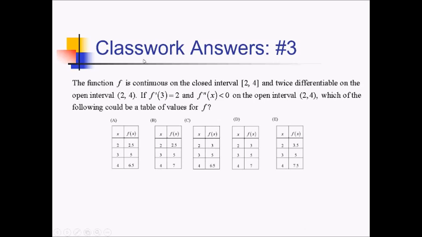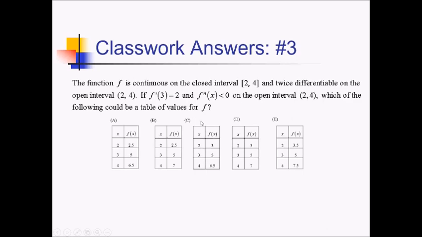On this problem, we have some function f that is continuous on the closed interval 2 to 4 and twice differentiable on the open interval from 2 to 4. They're telling us that f prime of 3 is exactly 2, and f double prime of x is less than 0 on the open interval 2 to 4. Based on that, we want to know which could be a table of values for f.